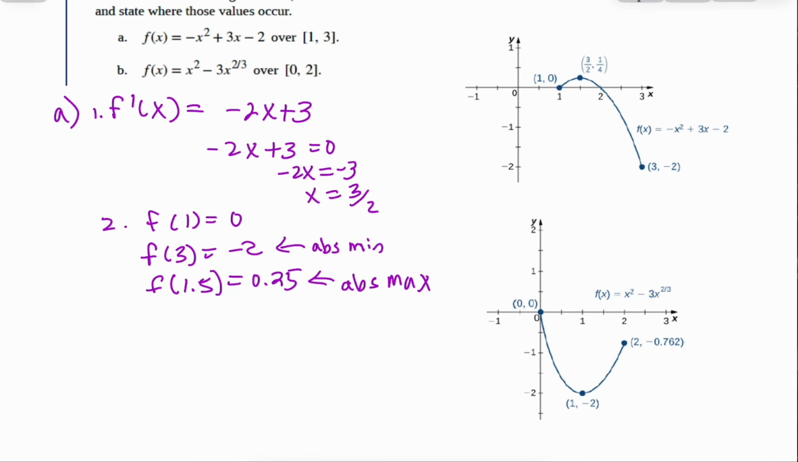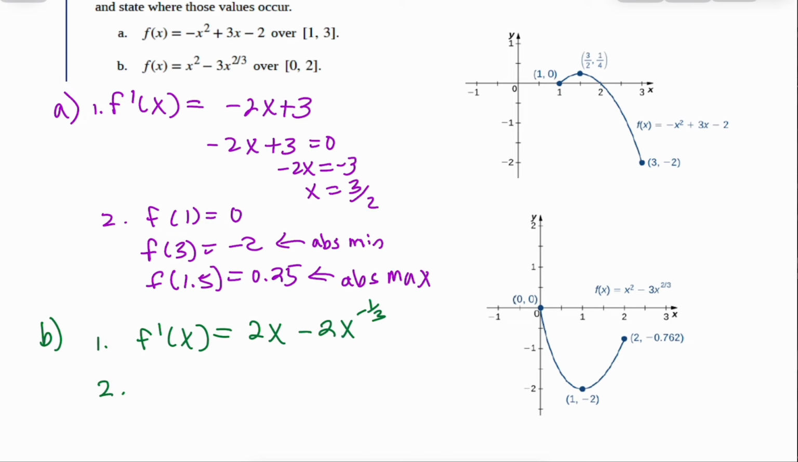Okay, now let's do it again. First step, find your derivative. Okay, so there's our derivative. Now, you have to find out what are the critical points for that derivative.